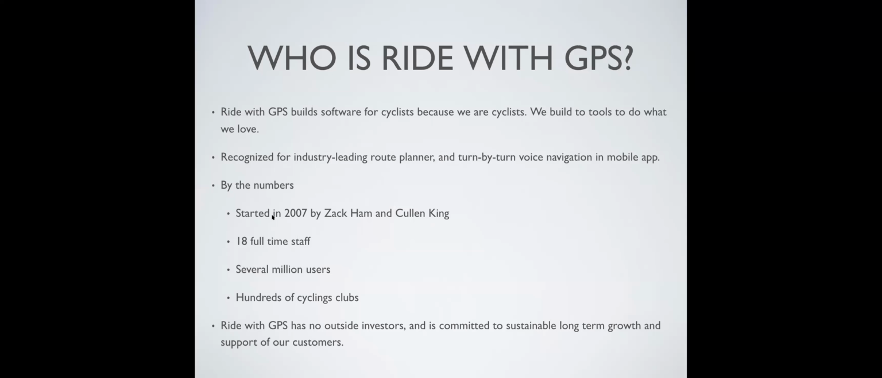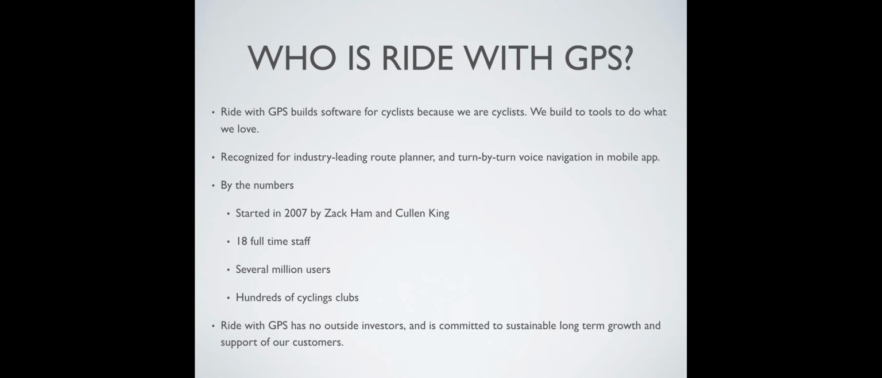And then a little bit of stats on the numbers and the history. The company was founded in 2007 by Zach and Cullen. They're still very active in the company. If any of you have been with Ride with GPS for a number of years, you might have even spoken to them through the support system. They are still very hands-on, and we still work with them on a day-to-day basis, and they still talk to a number of our customers and members. We have grown a lot since the company launched in 2007, currently 18 full-time staff members. We are based in Portland, Oregon, and although a lot of our users are in the US, we're global. We have several million users all over the world. And we work with hundreds of different cycling clubs.